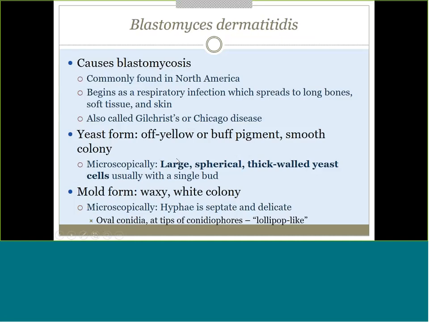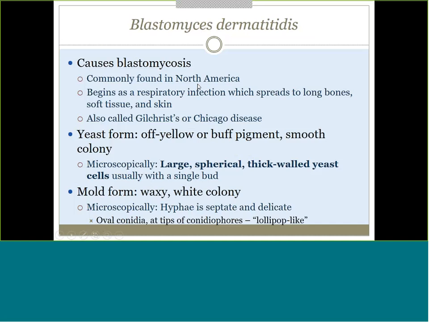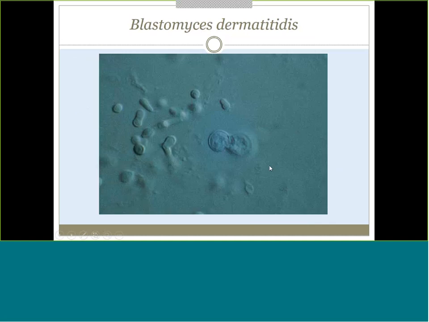Okay, so this just goes back through that. That was out of your book. So again, Blastomyces dermatitidis. The disease is actually called blastomycosis. So again, this is the Ohio and Mississippi River valleys, like it said here. So in North America, it starts respiratory, lungs, and then spreads to bone, tissue, and skin. Again, it can occur in both yeast and mold stage because it's dimorphic. The one stage that I want you to remember with Blastomyces is the yeast stage. And that's that thick-walled, large yeast look to it.